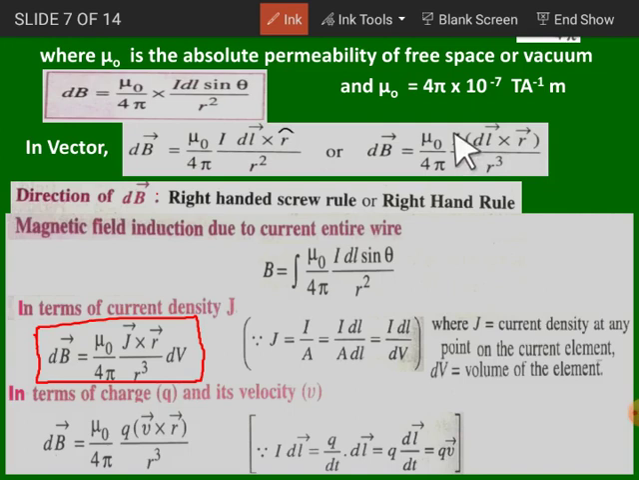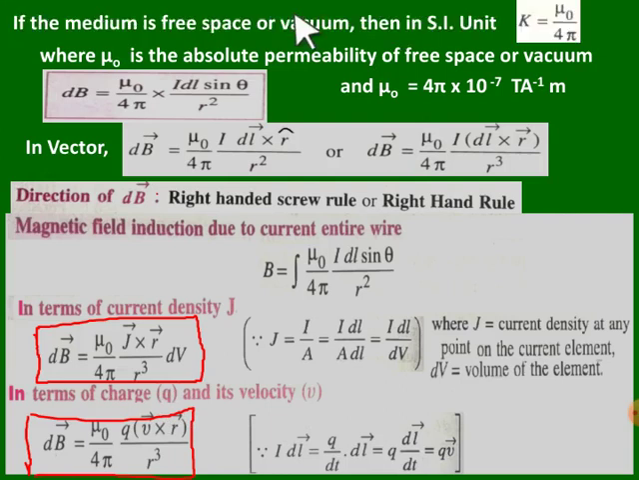Q dv. If you want to express in terms of vector quantity, then instead of Idl you have to take it as q v vector. You can take q outside, and v vector cross r vector divided by r cube. So this is the expression of the magnetic field due to the elemental conductor in terms of the charge and its velocity. In this way you can find the expression of the magnetic field due to the elemental conductor in terms of current density, in terms of charge and its velocity, like this.